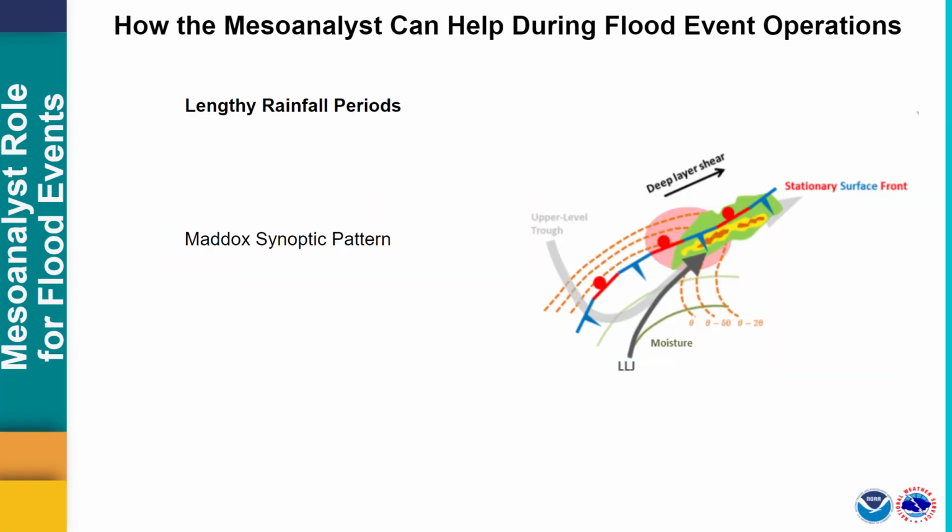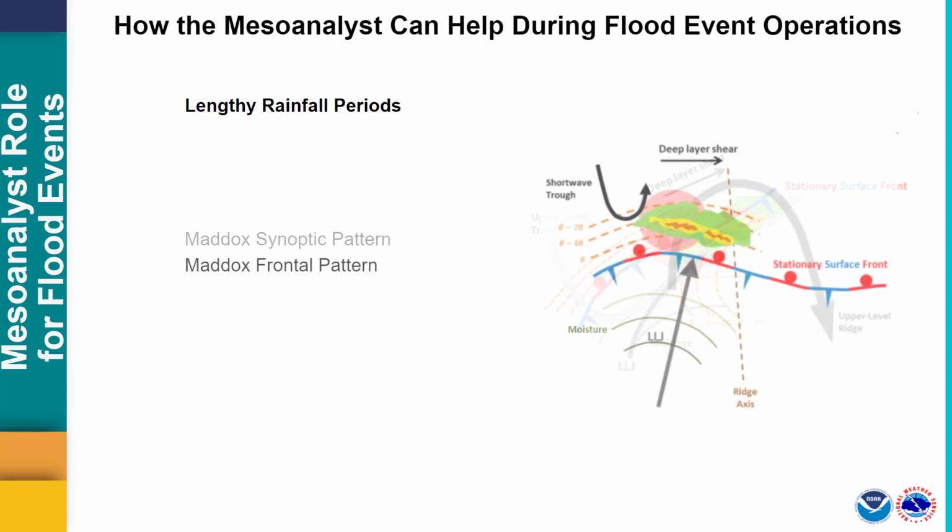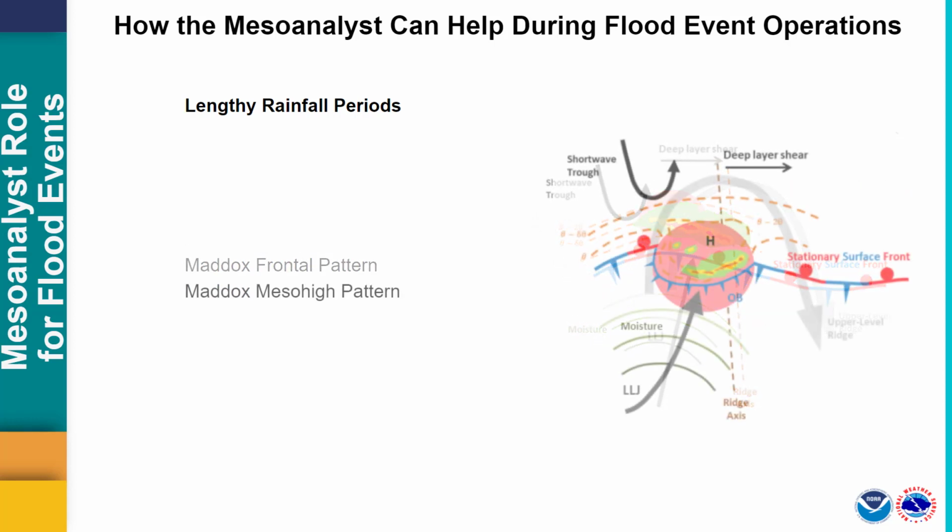For lengthy rainfall periods, more than say just a 30-minute downpour from a thunderstorm, we can look for common patterns that can support excessive rainfall. As described in the flash flood modules in the CLC, these patterns include the Maddox synoptic pattern, the frontal pattern, and the mesohigh pattern. There can be other small-scale patterns that could be supportive, such as pulse storm environments with minimal flow aloft, where intense outflow boundary collisions can support longer-lived periods of intense rainfall rates.